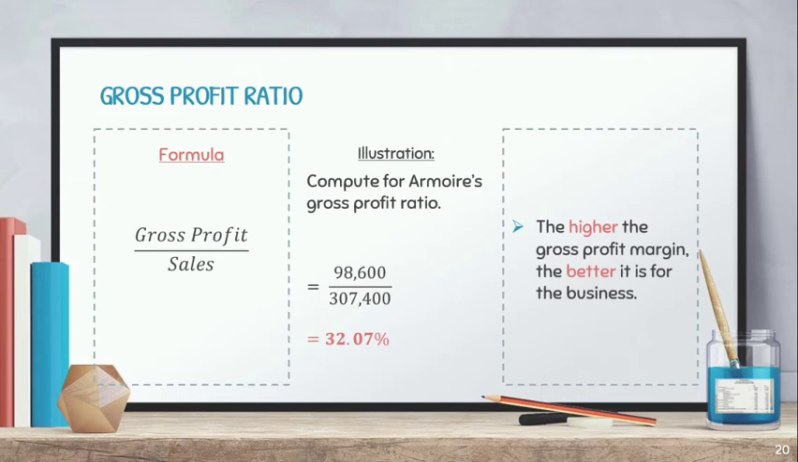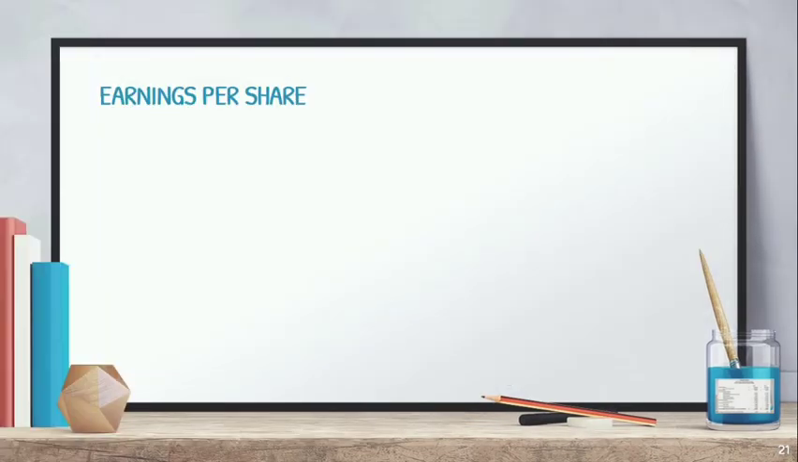So, kanang net profit margin o GPR, pwede ra na nato siya i-compare sa other companies kung pila pod ang ilang profit margin o gross profit ratio, or i-compare nato siya sa standards nga giset sa atong company. So next we have EPS or earnings per share.